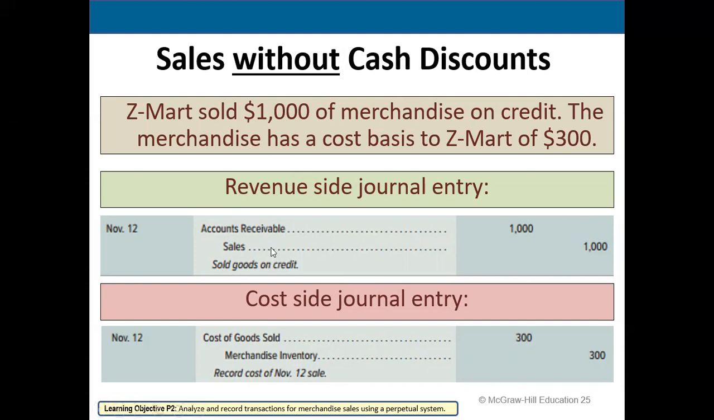So we debit cost of goods sold because it's an expense, and we credit merchandise inventory, it's an asset, and that we do at the cost. You could say that our gross profit on this transaction is the difference between the revenue of $1,000 and the expense of cost of goods sold of $300. So we made $700 gross profit on the transaction.